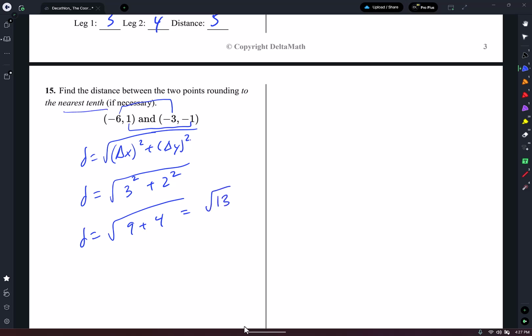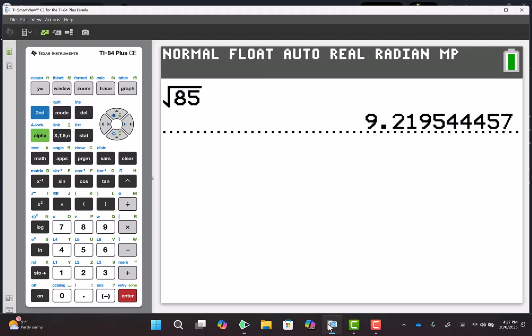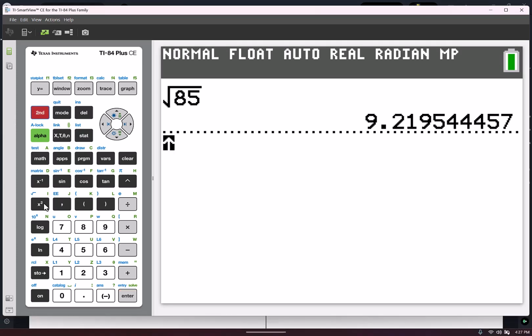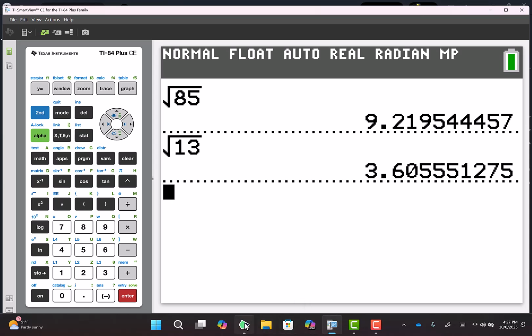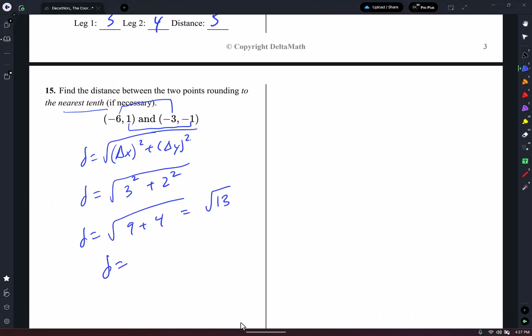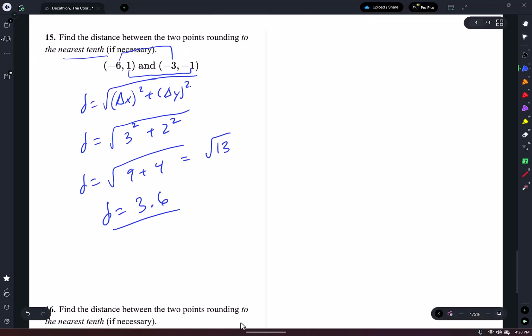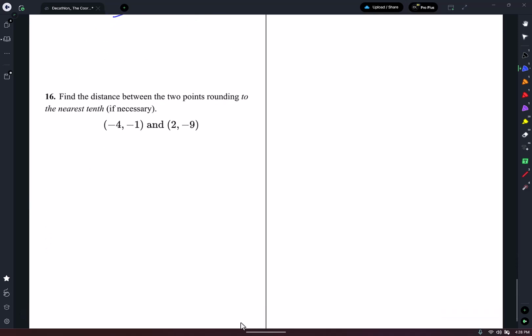They did say to the nearest tenth. So I take my calculator. And I'm just going to go square root of 13. And there it is, 3.6. How do we feel, guys? Okay. Last one, and then I do want you guys to make an honest attempt on delta.